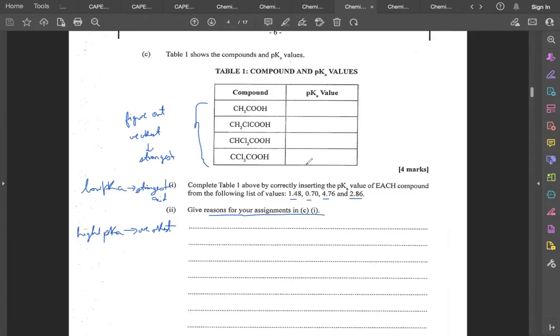So the first one I would put 2.86. So you'd put that for ethanoic acid? Yes, miss. Why?